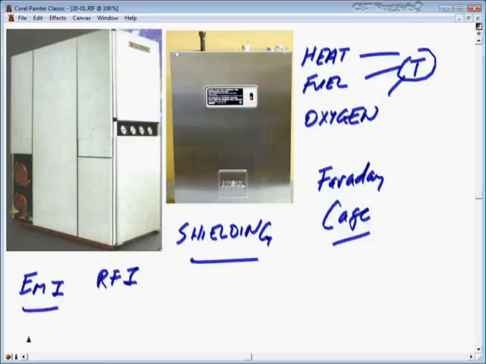So again, part of your organizational security may mean business continuity planning as it revolves around your environmental controls. Air conditioning, humidity, heat, reduction of EMI and RFI, proper shielding, Faraday cages, having fire suppression systems in place, fire alarms, smoke alarms, all these types of things.